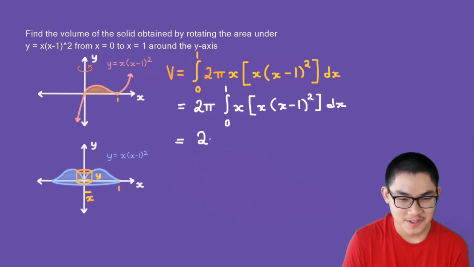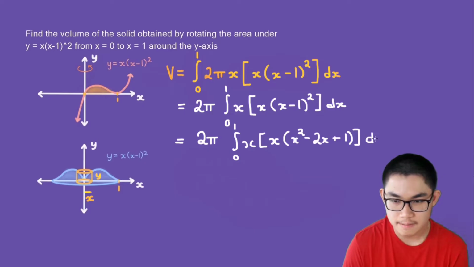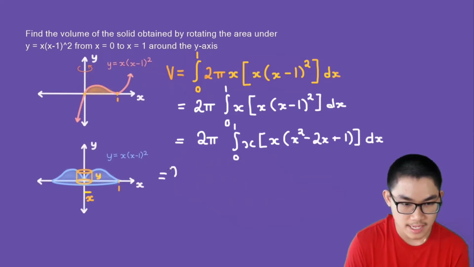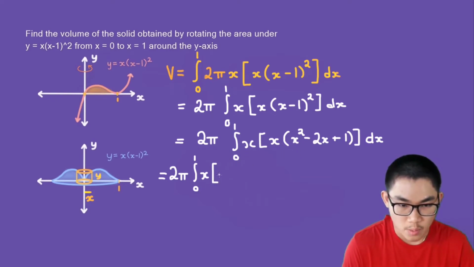So we're gonna have 2 times pi times the integral from 0 to 1 of x again, and in here this is gonna be x to the power of 2 minus 2x plus 1 dx. So we can also rewrite this as 2 times pi times the integral from 0 to 1 of x times, we're gonna multiply x by these expressions right here. So we're gonna end up with x to the power of 3 minus 2 times x to the power of 2 plus x. And then we close the bracket and we have dx.